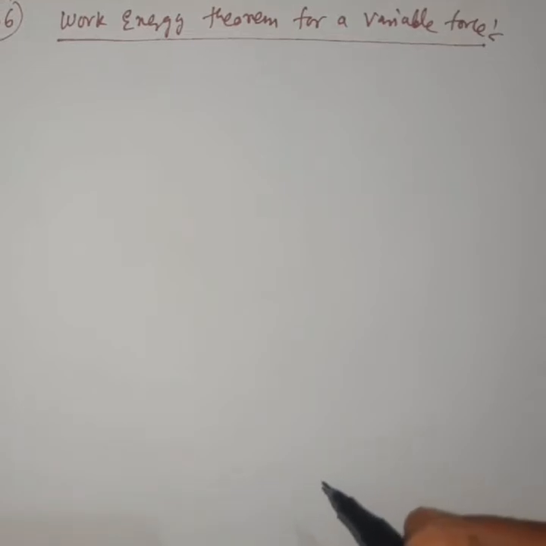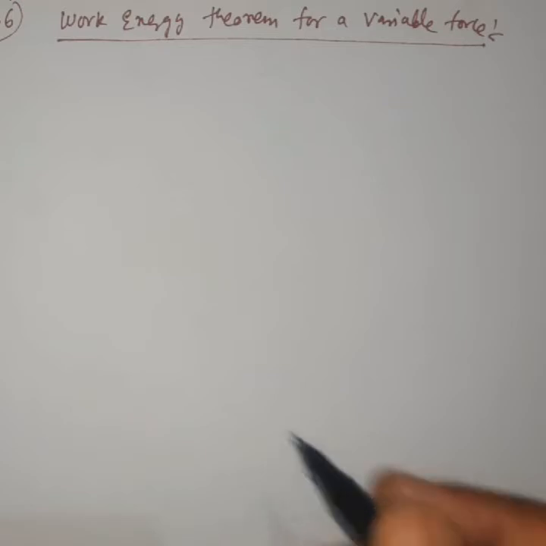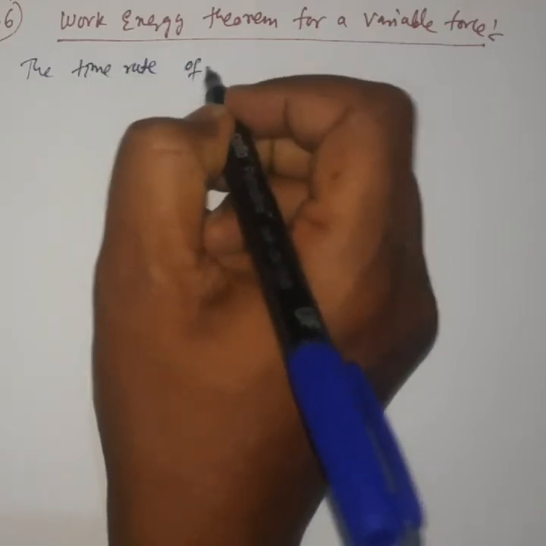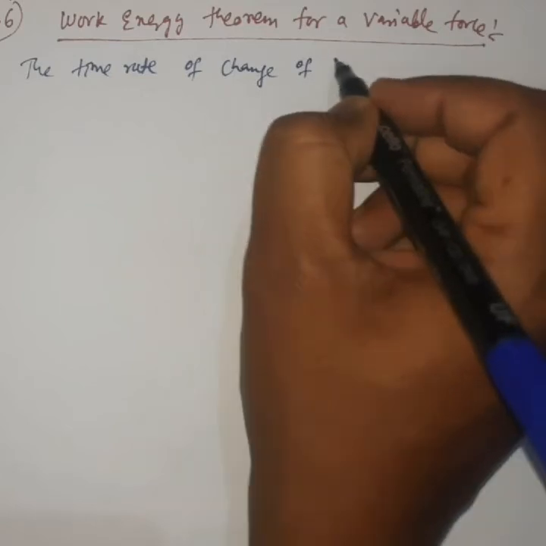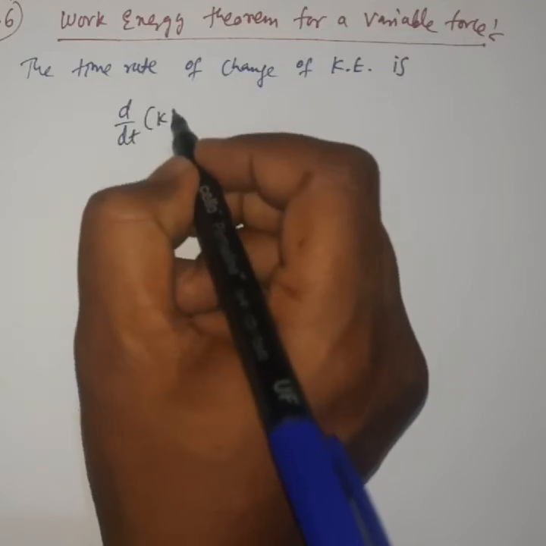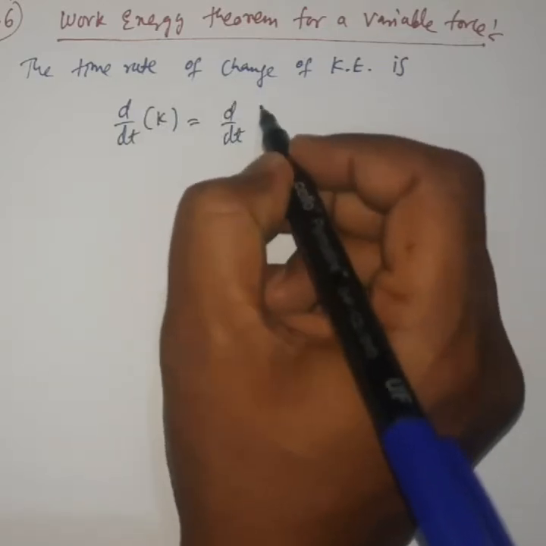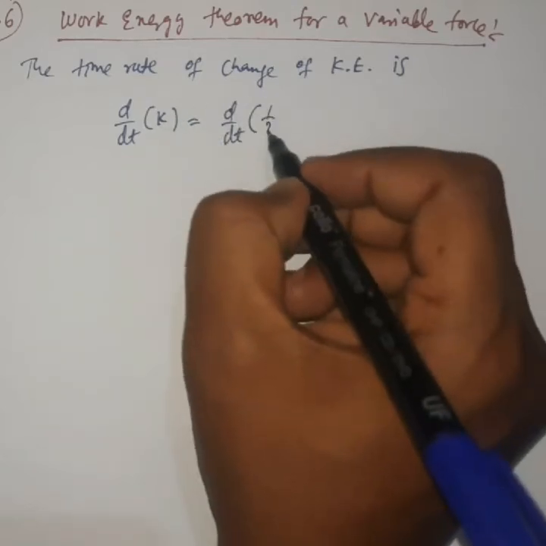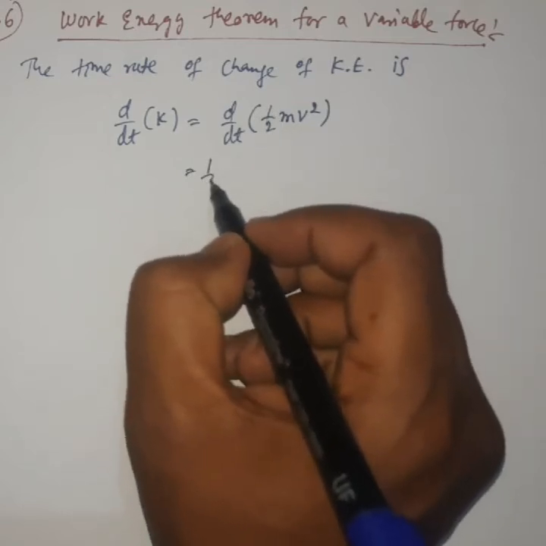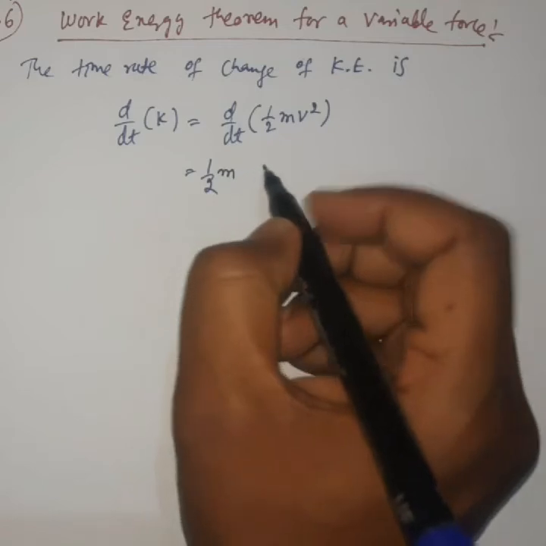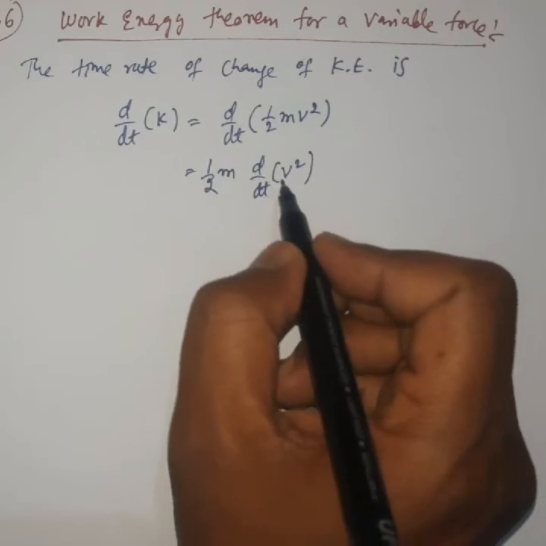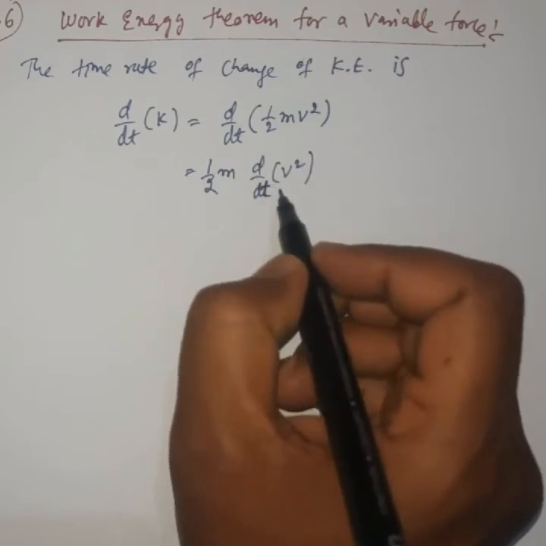Here I am taking the time rate of change of kinetic energy. So dK by dt is equal to d by dt of kinetic energy, which is half m v square. Here half is constant, take it outside, m is also constant, take it outside. So here d by dt of v square, the differentiation of v square with respect to time.